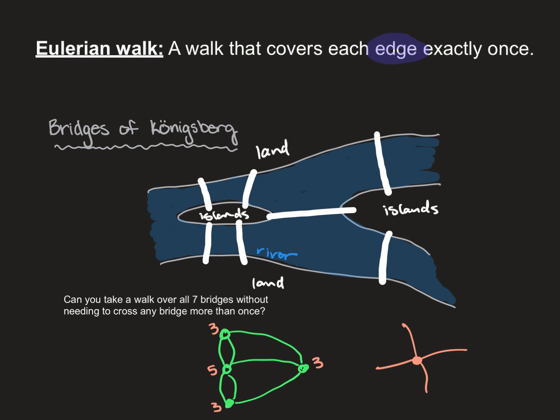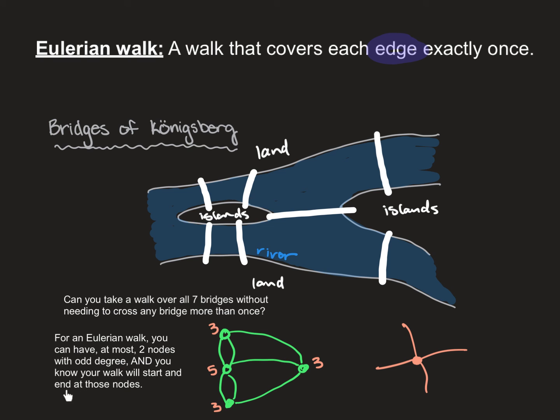It leads us to this kind of strange rule. For an Eulerian walk, you can have at most 2 nodes with an odd degree, and you know your walk will start and end at those nodes. In this case, I've got 4 of them. It's never going to happen.